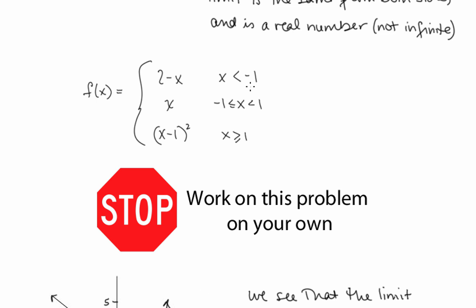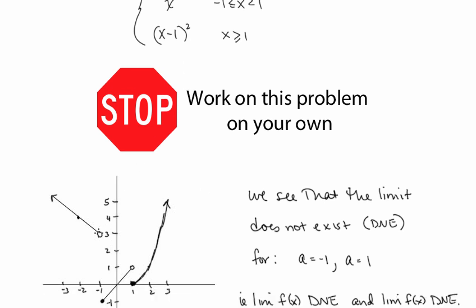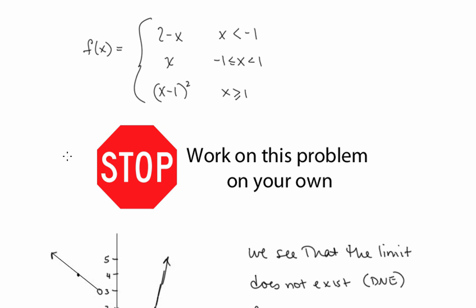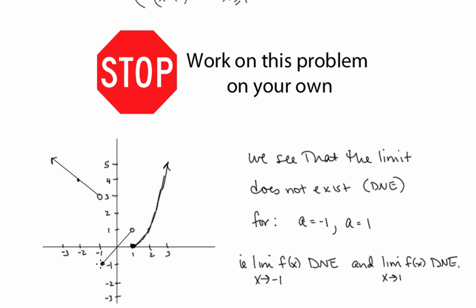So for x values that are strictly less than negative 1, we want to graph the line 2 minus x. That's here. If we had continued this line, it would go through a y-intercept of 2, and it does have a slope of negative 1. So this is the line 2 minus x, but we only want it for x values strictly less than negative 1. So we have an open circle here where x would equal negative 1, and we're continuing the line to the left. We want the line y equals x for x values that are greater than or equal to negative 1, but strictly less than positive 1. So we've got the line y equals x here. We're including the point negative 1, negative 1, and not including the point 1, 1.